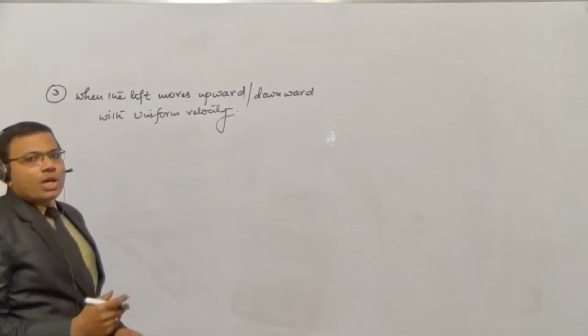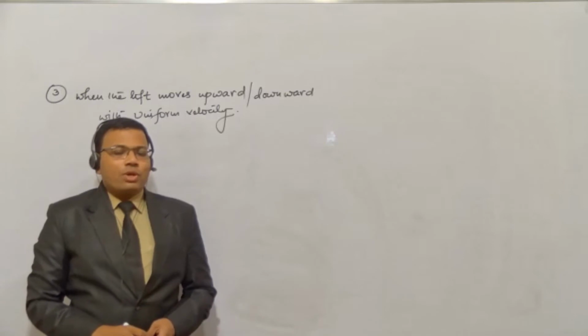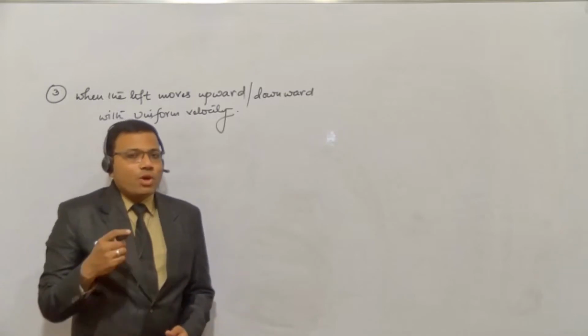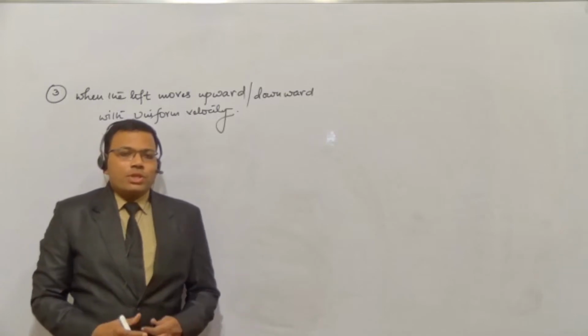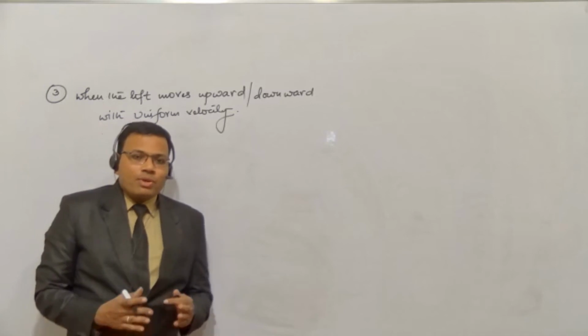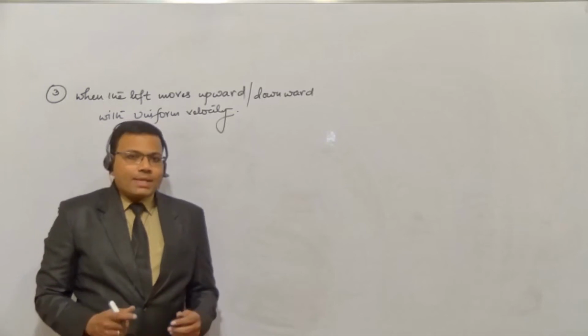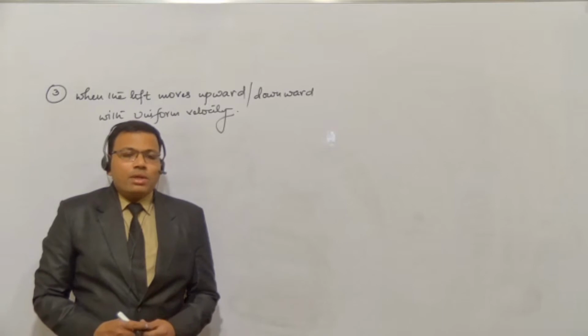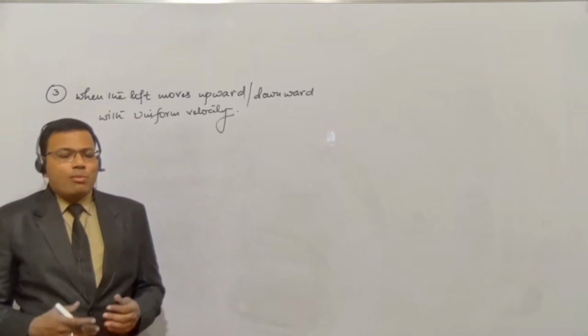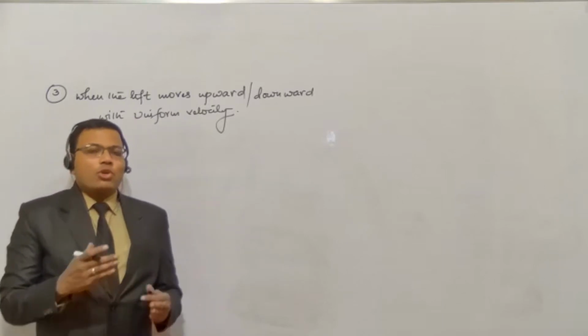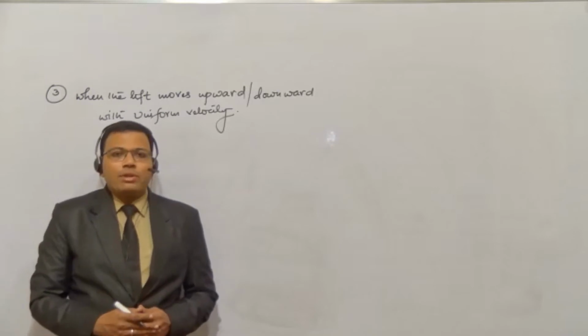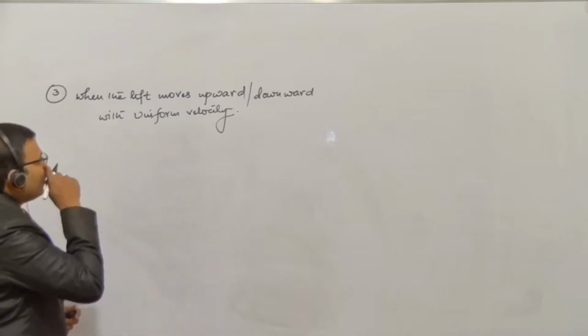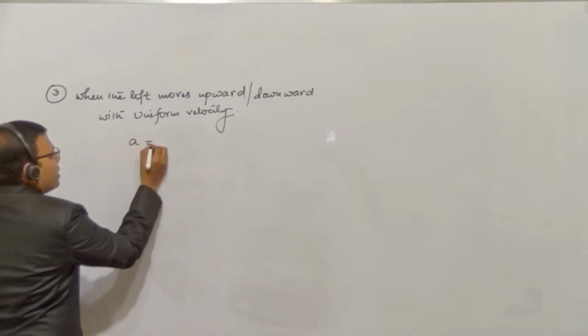When the lift is moving upward or moving downward with uniform velocity. What do you mean by velocity is uniform? Velocity is uniform means acceleration is zero. Acceleration कब zero होता बेटा? You know already कि भाई, whenever the body is moving with constant or uniform velocity, its acceleration is zero. So therefore, here I take acceleration as zero.